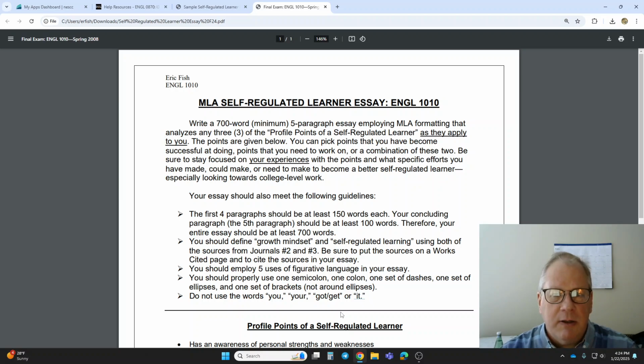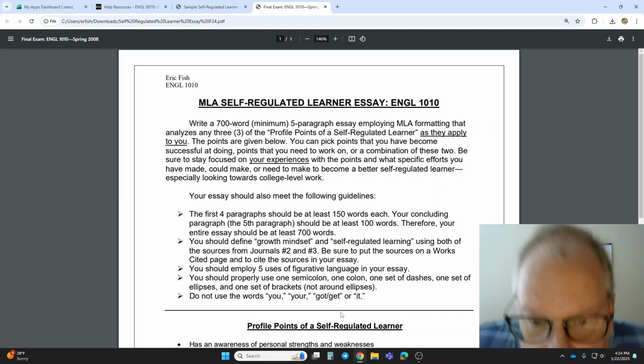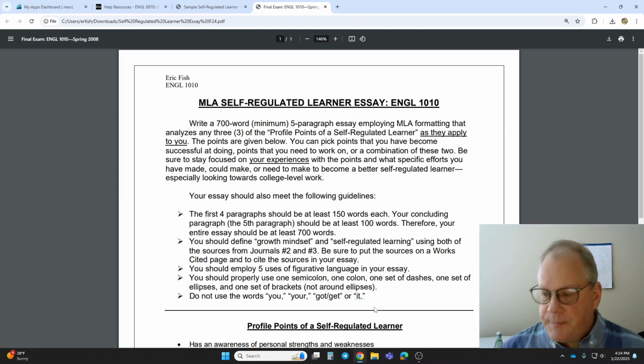And later on, we're going to look at a sample self-regulated learner essay, and you'll find that under Help Resources on the content page. So they're kind of in two separate places. But let me know if you can't find them.